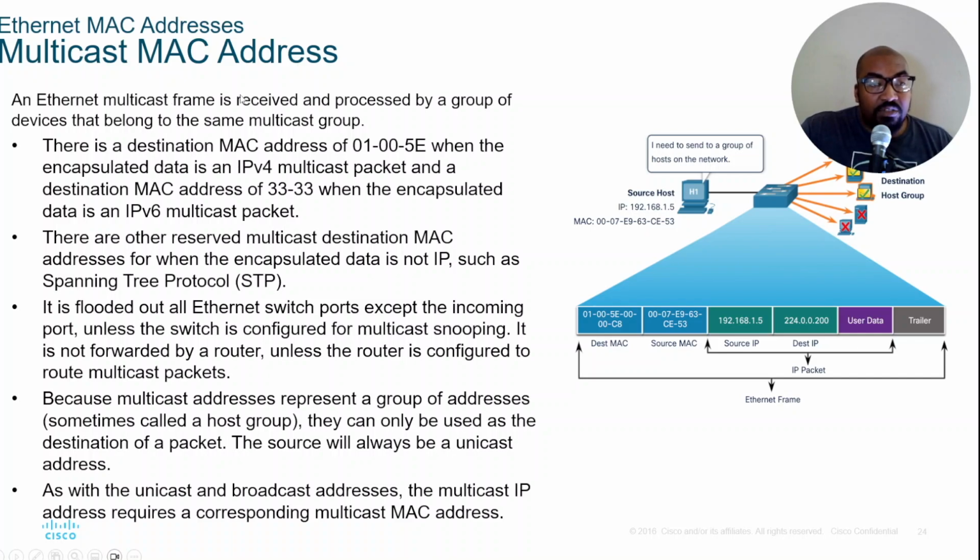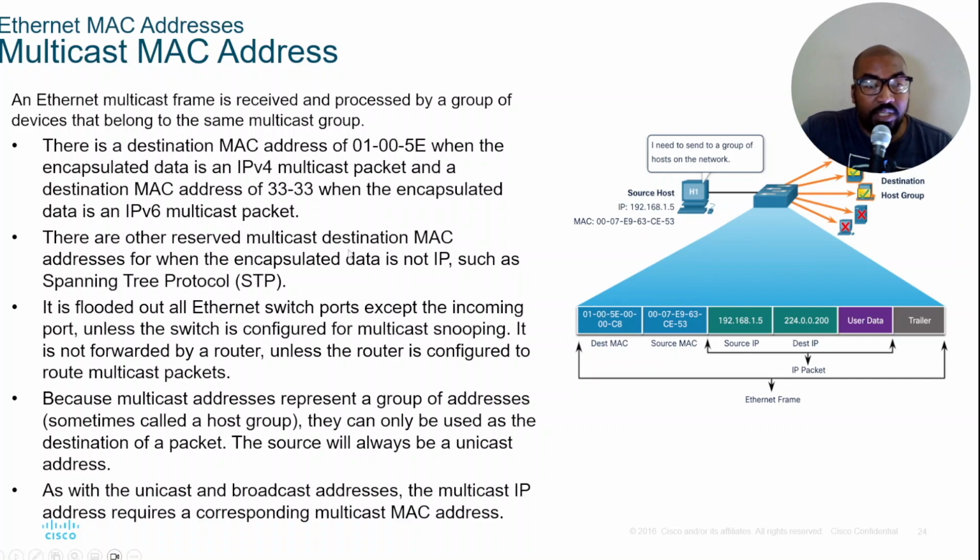An Ethernet multicast frame is received and processed by a group of devices that belong to the same multicast group. Okay, so multicast, not everybody's going to get it. Only a certain group of computers will get the information. It makes things on the network work a little bit more effectively.